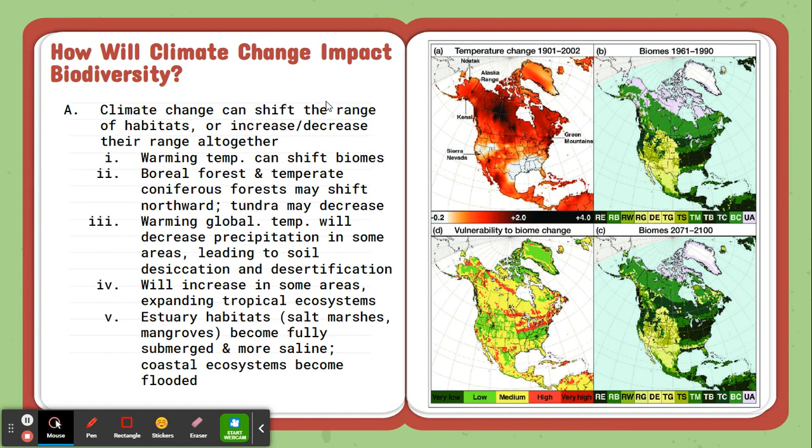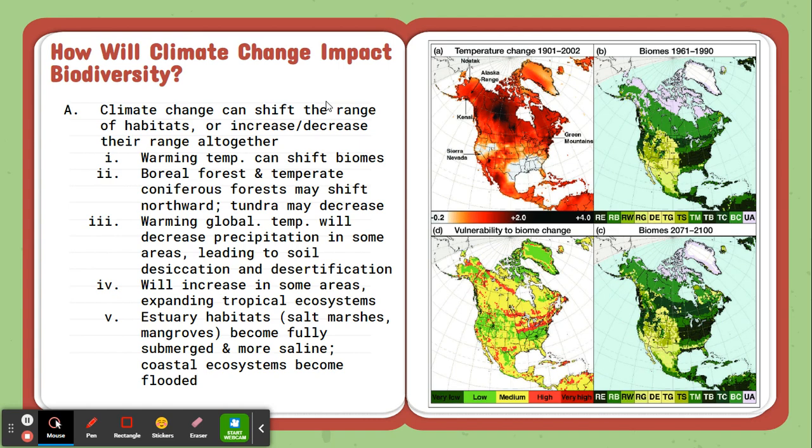So our boreal forests and temperate coniferous forests, ones that are a little bit higher in terms of latitude, are most likely going to shift more northward. We're going to probably see a shrinking of our tundra biome due to the melting of sea ice and glaciers in that area, as well as the permafrost. Warmer global temperatures are probably going to decrease precipitation in certain areas, maybe causing soil desertification and eventually desiccation, where it can no longer sustain vegetation.